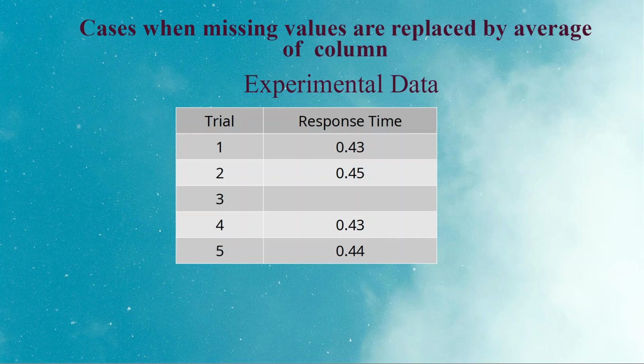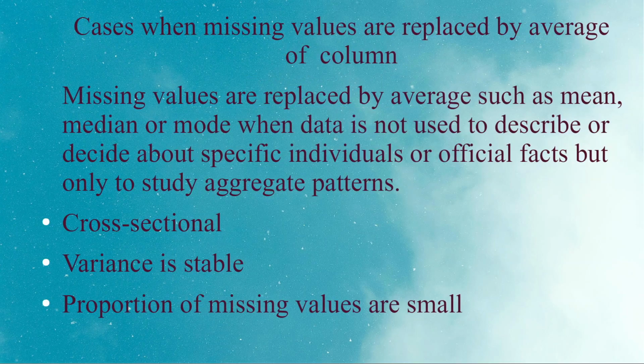Cases when missing values are replaced by the average of the column. This is experimental data with trial and response time as columns. Here there is a missing value. Missing values are replaced by an average such as mean, median or mode when data is not used to describe or decide about specific individuals or official facts but only to study aggregate patterns. This is used when data is cross-sectional, variance is stable, and the proportion of missing values is small.